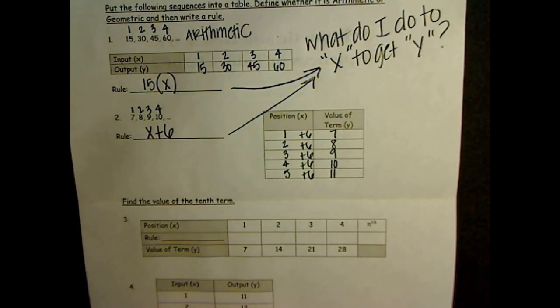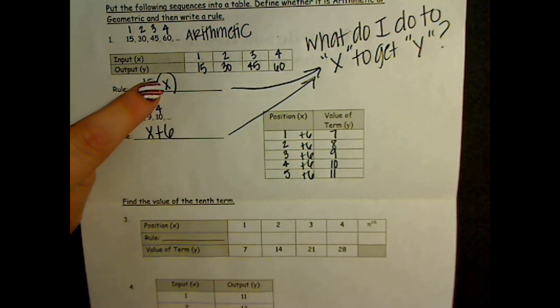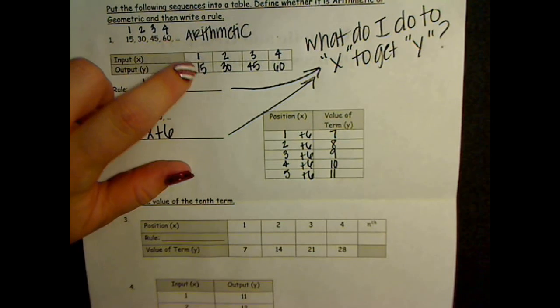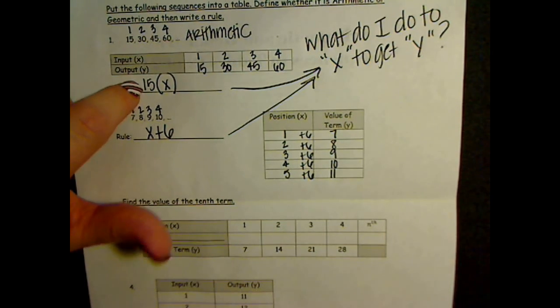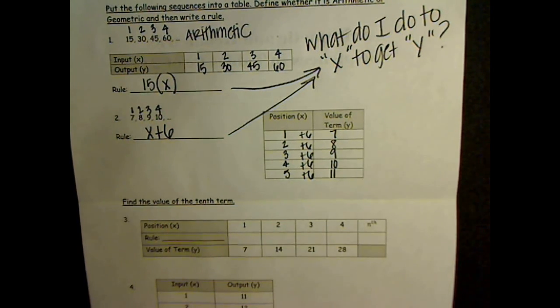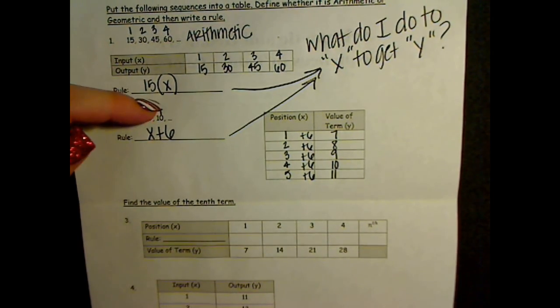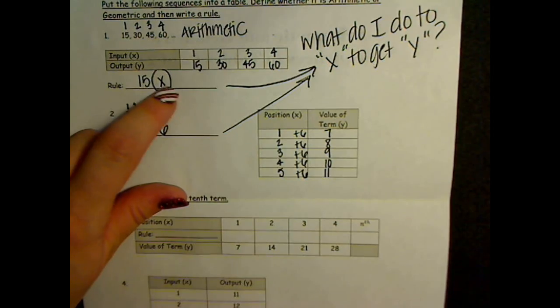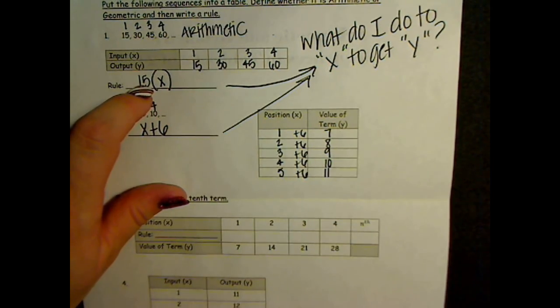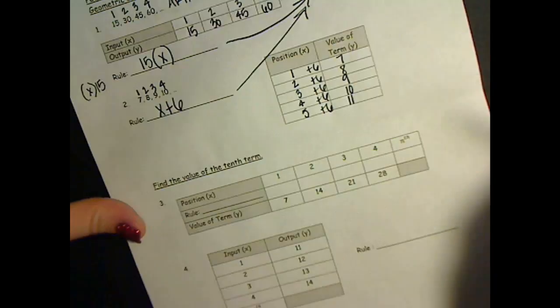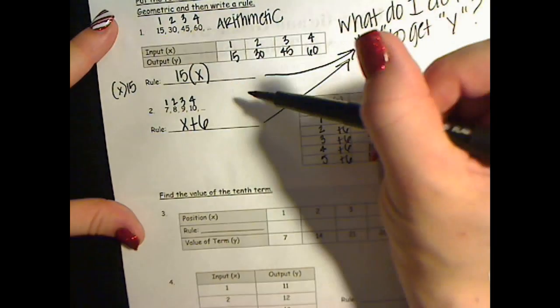So my rule is x plus 6. You may be asking yourself, why did you put the number first if it's 15 times x? Why didn't you write x and then 15? It's just a rule of thumb that we always write the number first. The number you're multiplying by always goes to the left, in front of your variable. You wouldn't write x15. That's just not the proper way to write it.